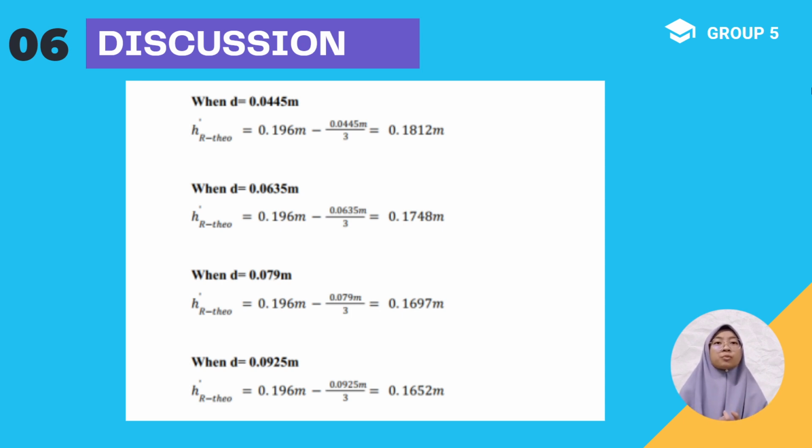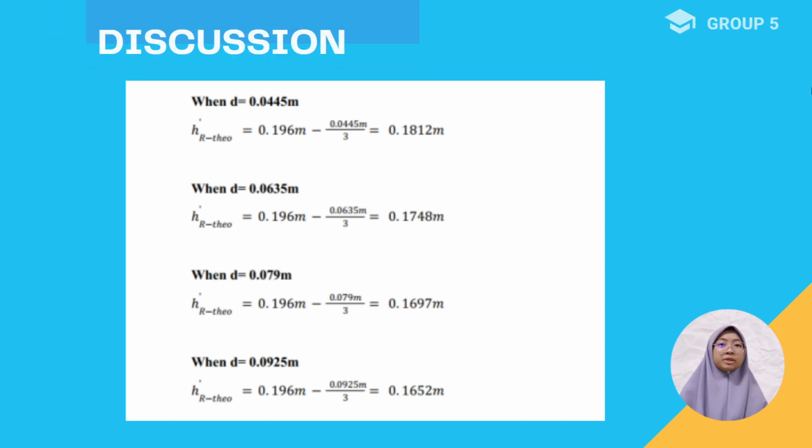0.1812 meter, 0.1748 meter, 0.1697 meter, and 0.1652 meter, and the value of D is equal to 0.0445 meter, 0.0635 meter, 0.079 meter, and 0.0925 meter.